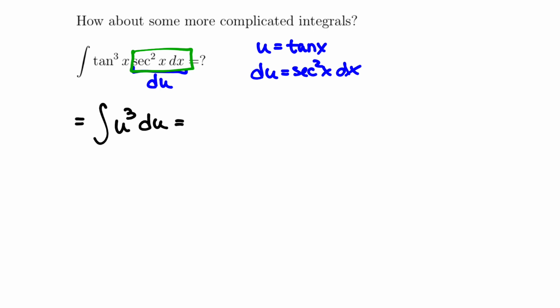I'm going to tell you a secret. U substitution is the simplest method in integration. It is the most used integration method in Calc 3, differential equations, and everything higher. You want to get to be experts at u substitution, okay? One fourth tangent to the fourth of x plus c.